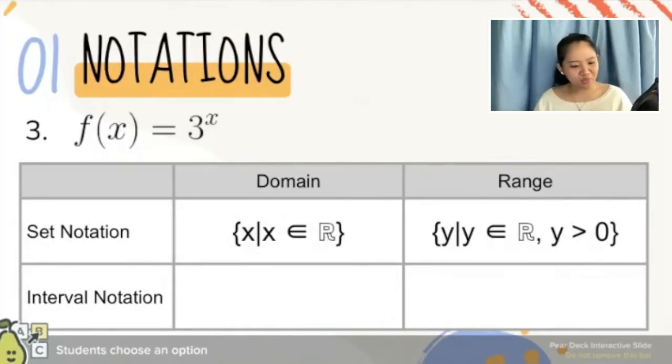Knowing this, again, which among our interval notations would give us the correct domain and range for this function? Time's up.